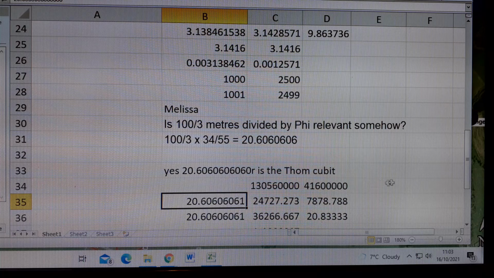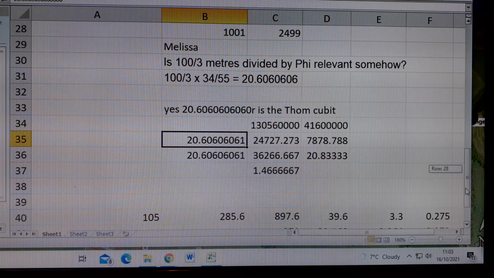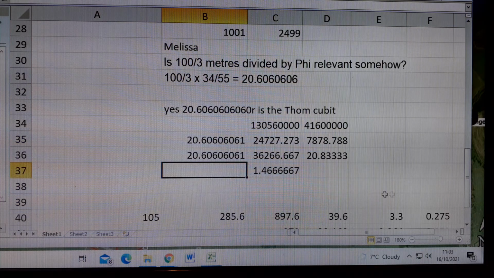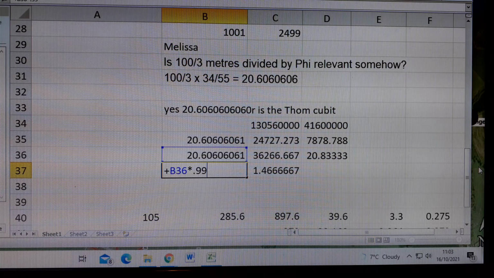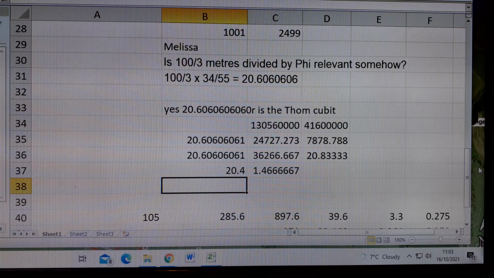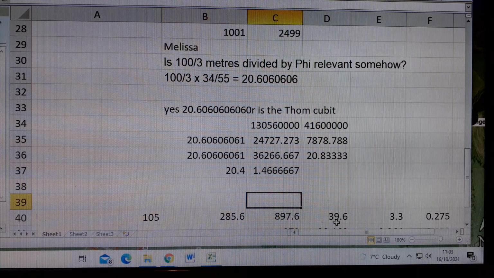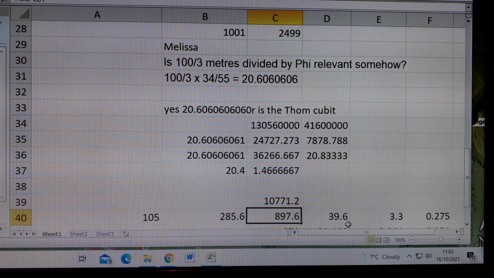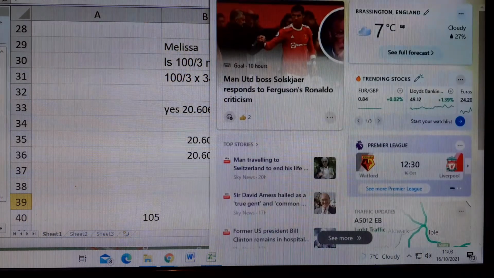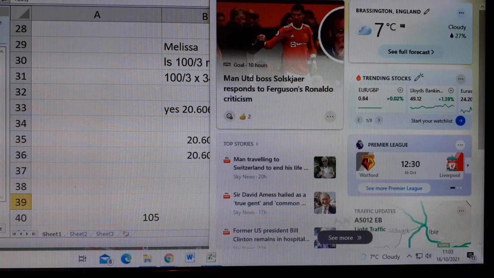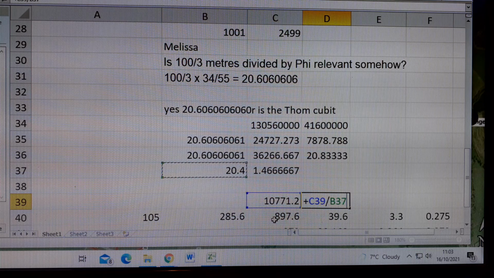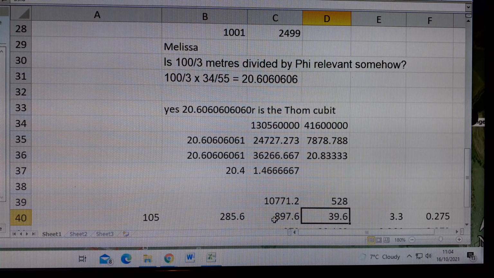And also if we take 99% of it, we get 20.4, and that unit will work at the Aubrey. So we multiply the Aubrey and divide by 20.4. We get 528. You know, what can I say?